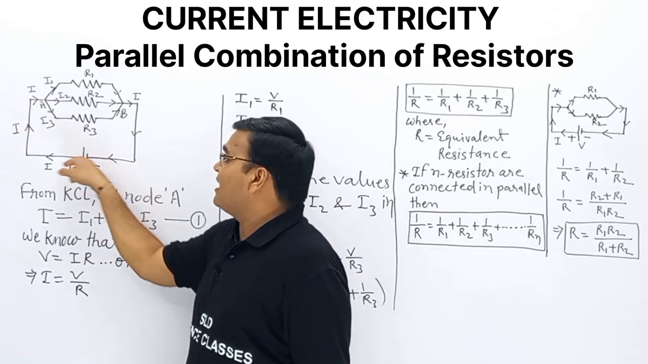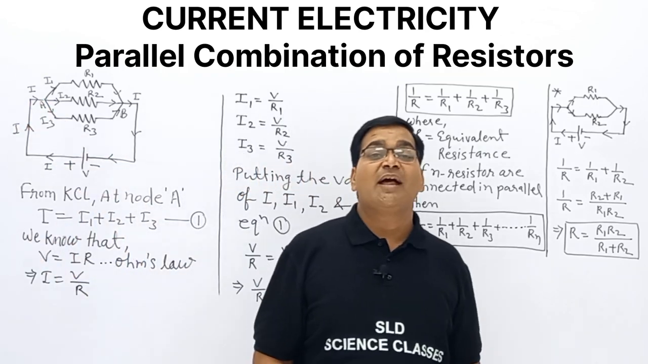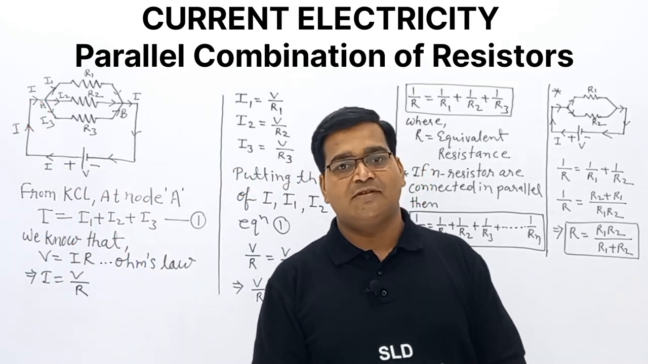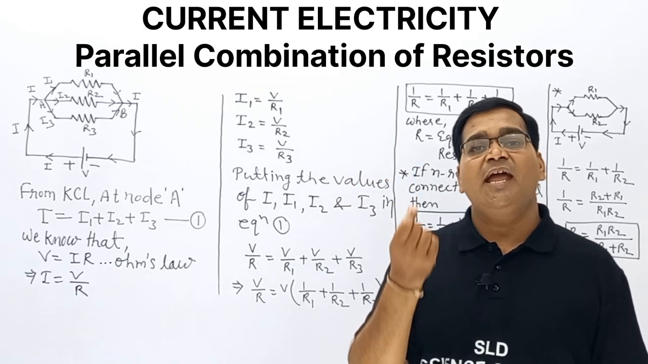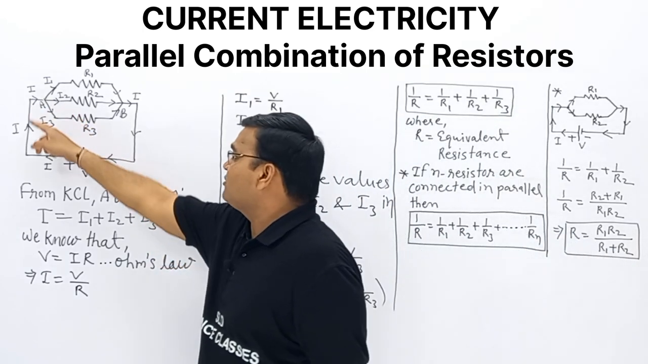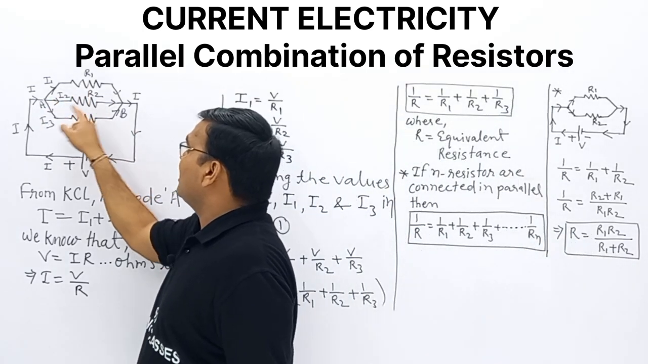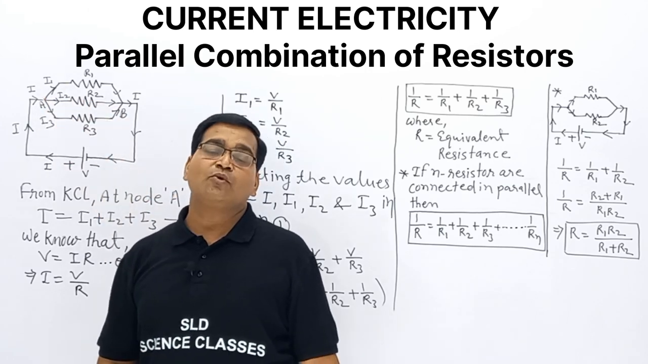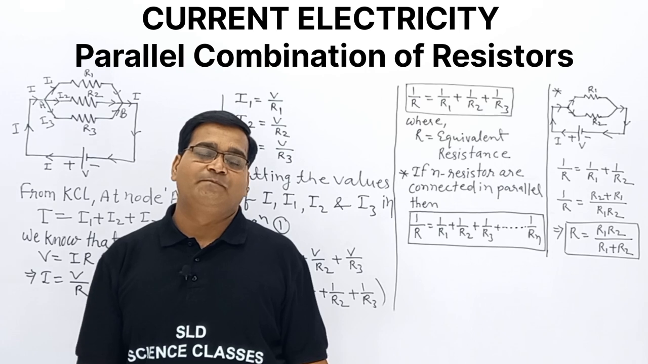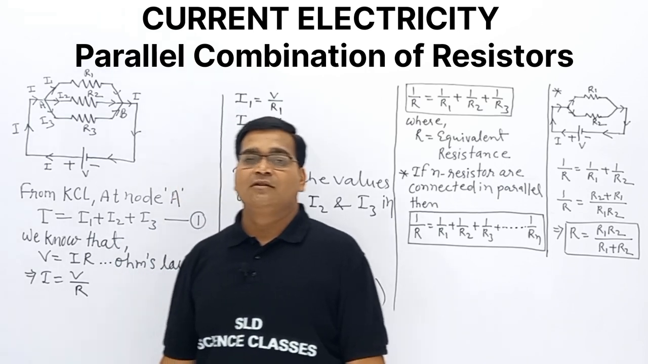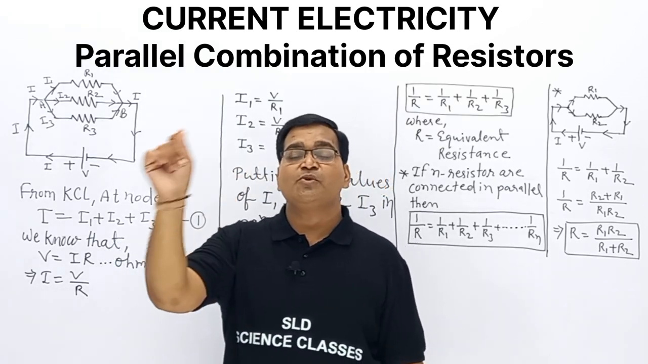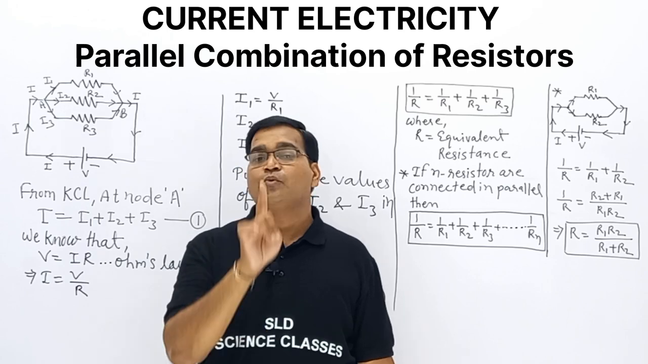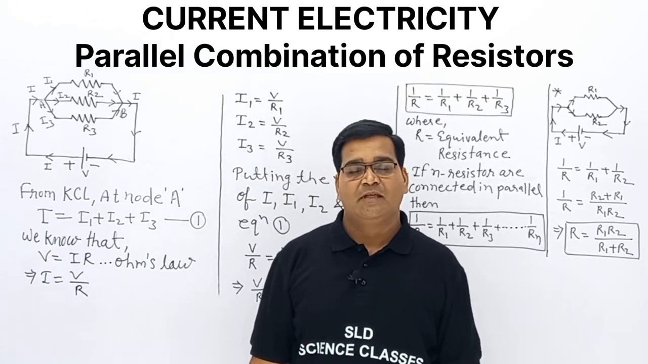So one is this branch, and what is a branch? A branch has elements. Clear? A branch has elements. So this branch, this branch, and this branch, these four branches are intersecting at A. So this is a junction. At the junction, incoming current must be equal to outgoing current. That is Kirchhoff's current law.